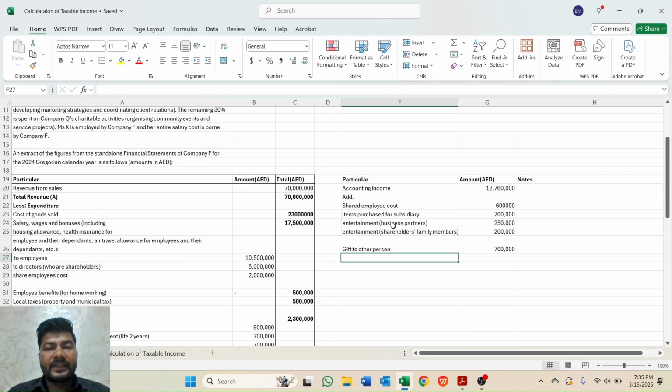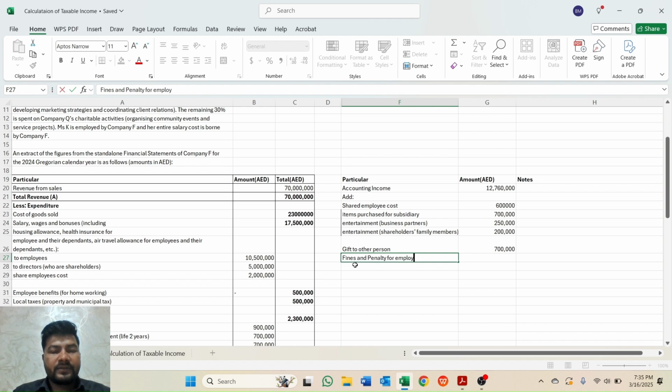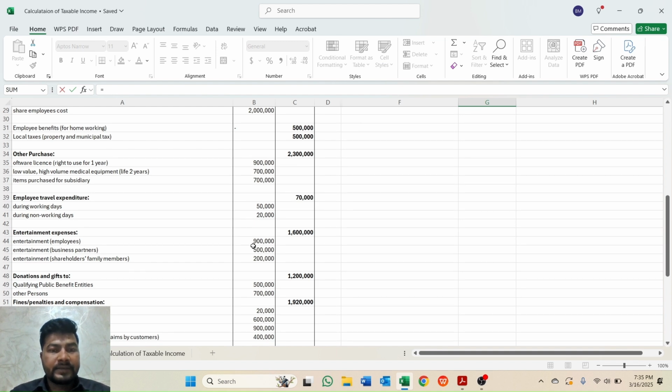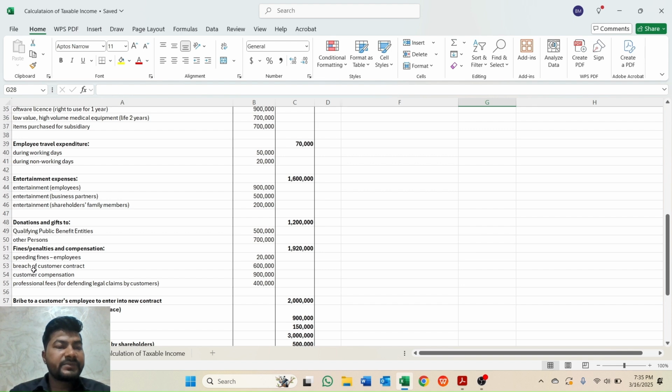Fines and penalties, fines and penalty for employee speeding. How much? 20,000. We can directly link from here. 20,000.